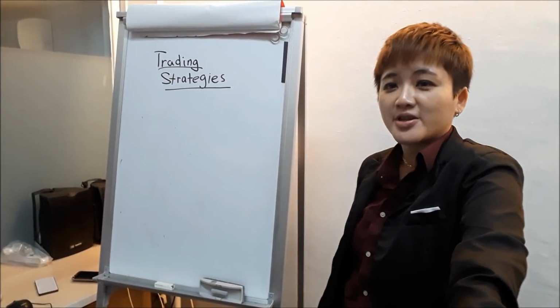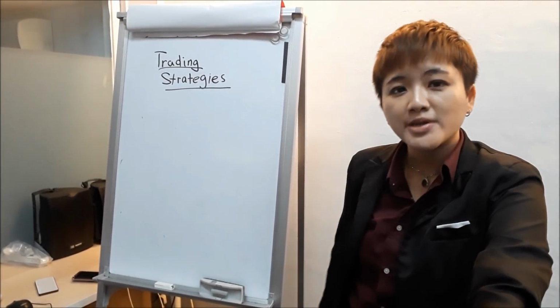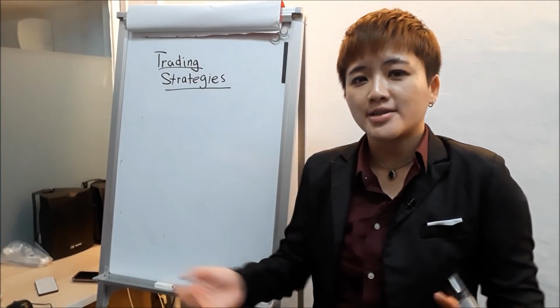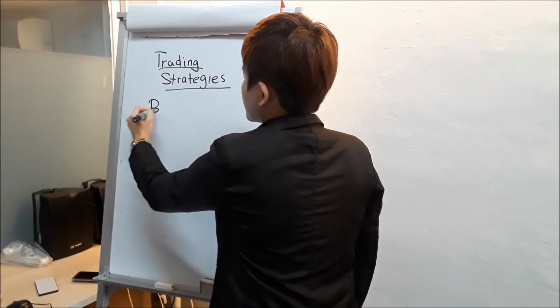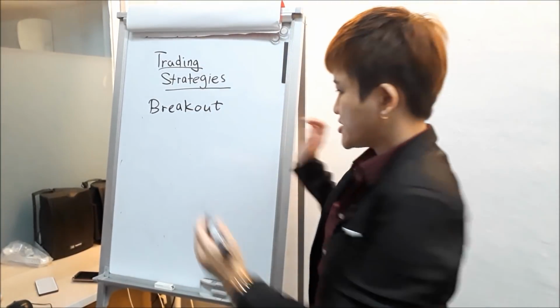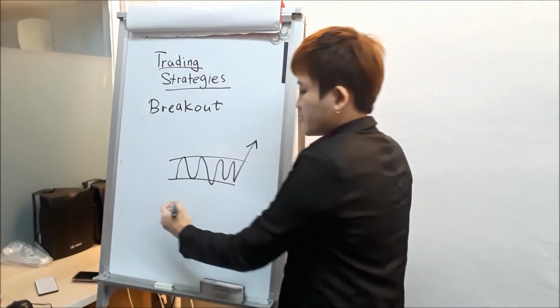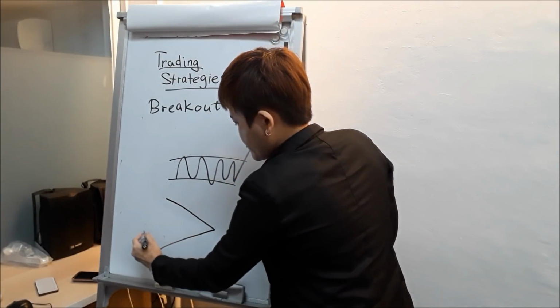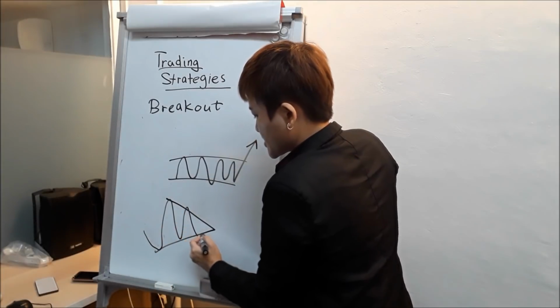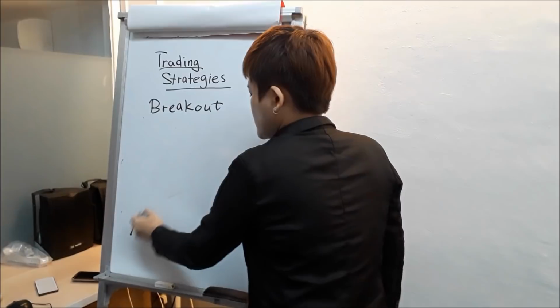So if you are a complete beginner, you come onto YouTube and all these people are talking about trading strategies, indicators, technical analysis. Which one do you pick? First thing first, look at the options that you have. Are you going to trade breakouts? Breakout from the range, from the consolidation, upwards or downwards? Or breakout from a chart pattern?